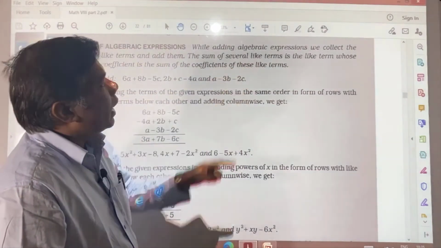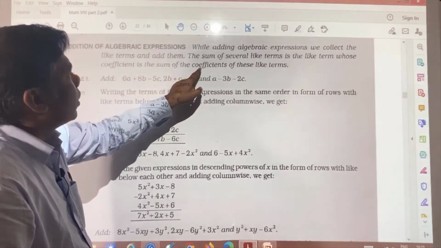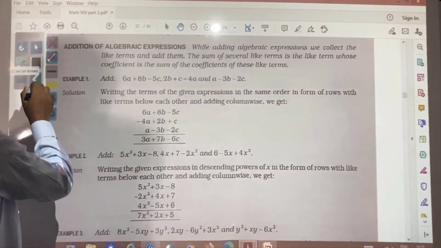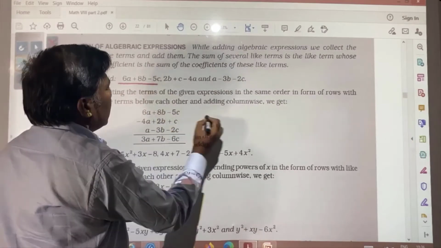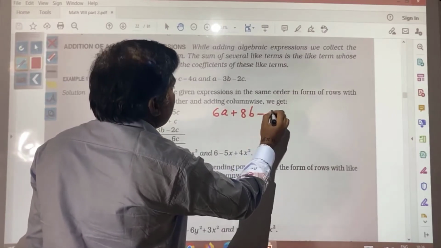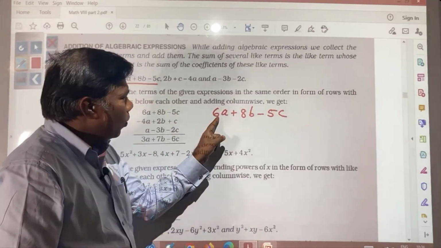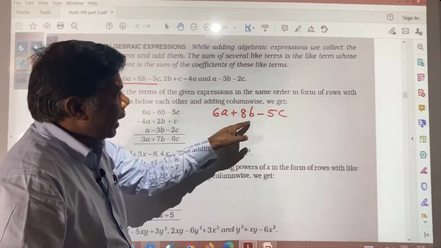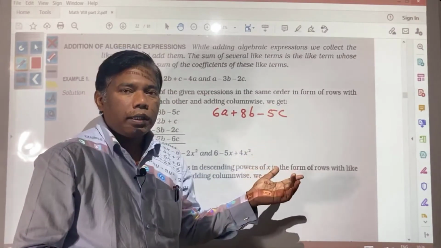The sum of several like terms is the like term whose coefficient is the sum of the coefficients of these like terms. Here you see what we need to understand, and that is very important. Suppose here an expression has been given: 6a plus 8b minus 5c. Here you see we have three terms, 1, 2 and 3. This 6a is one term, 8b the other term, and minus 5c is also another term.